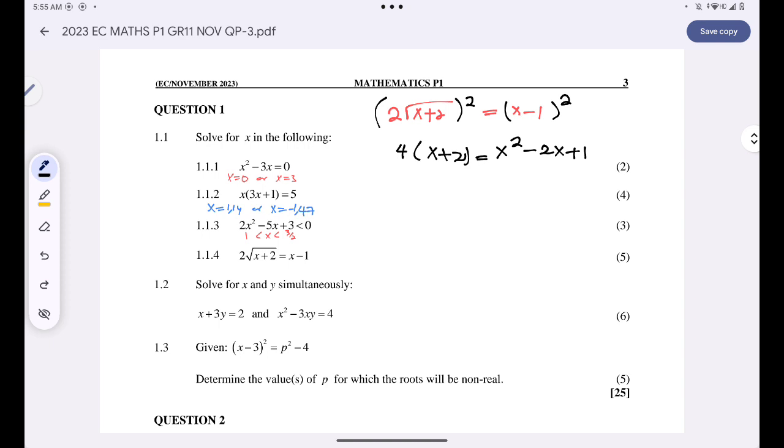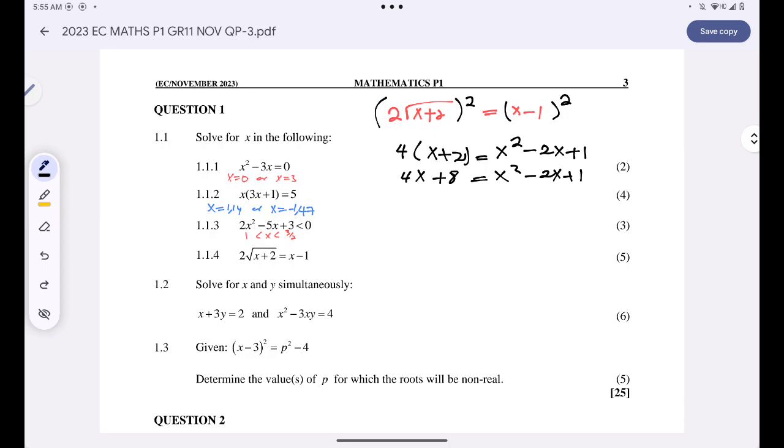Then now I don't have surds, right? But I still have brackets. Are you together? So the next step, I need to remove the brackets by multiplying 4 with each term inside the bracket. 4x plus 8 is equal to x squared minus 2x plus 1.